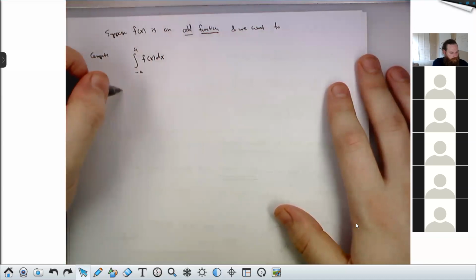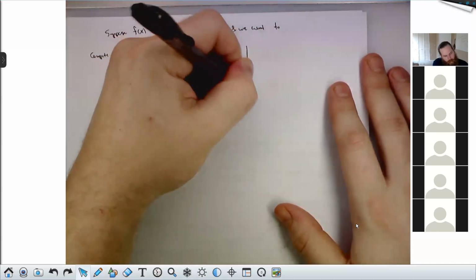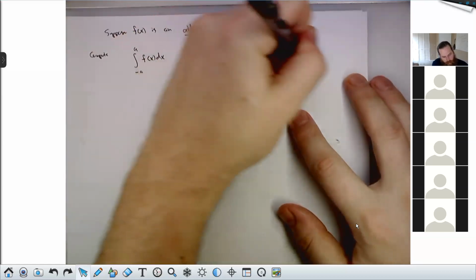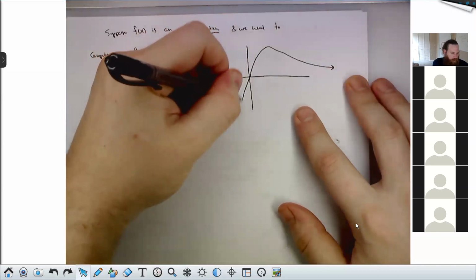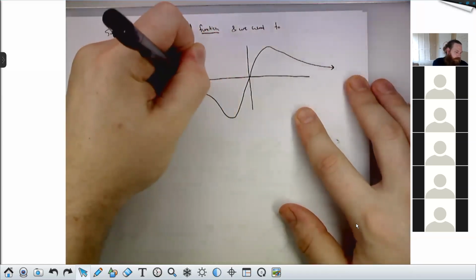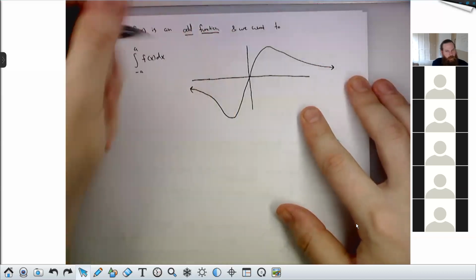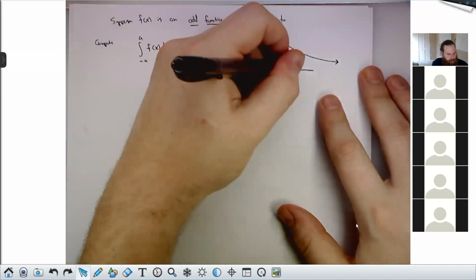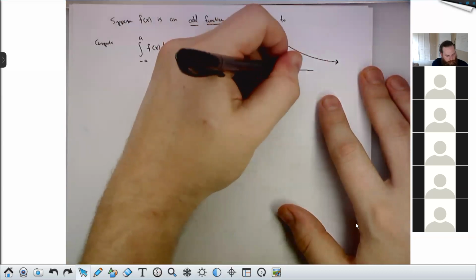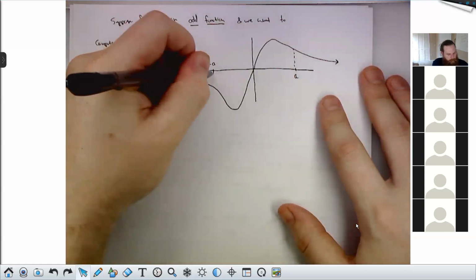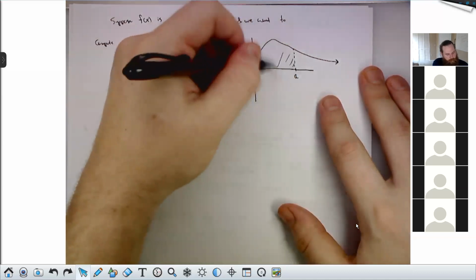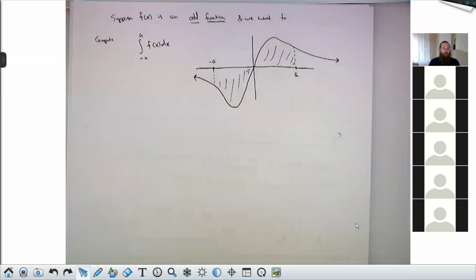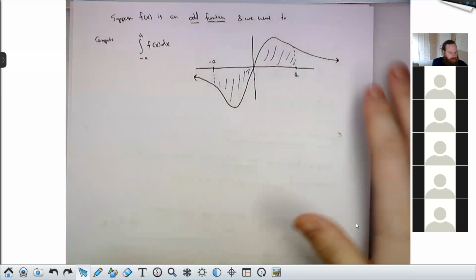There's a picture here. Odd functions, remember, have symmetry about the origin. So here's a graph of an odd function. And maybe I want to integrate from negative a up to positive a. What do you notice about these areas? They cancel to 0. Yeah, they're both the same size.